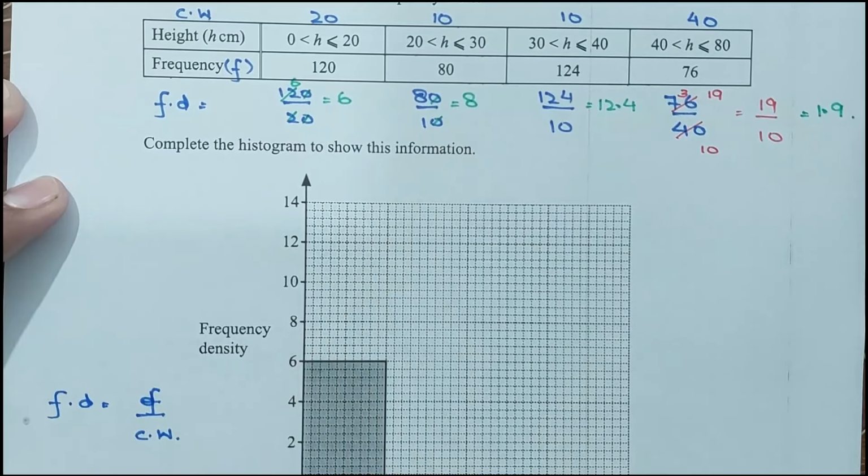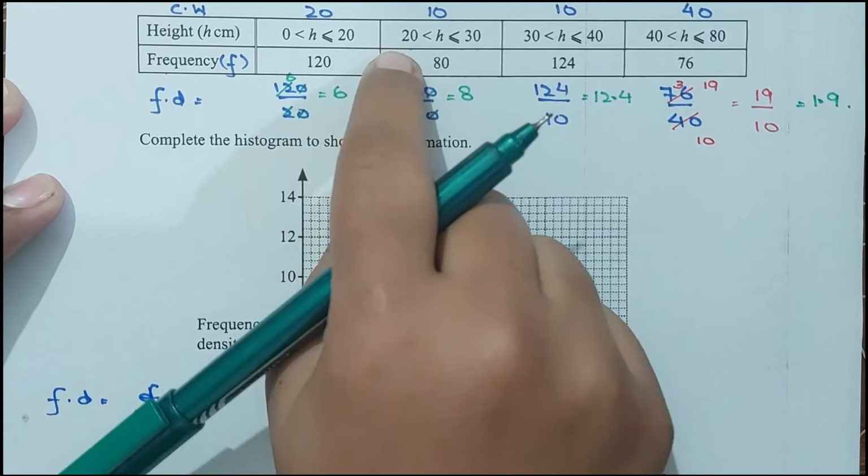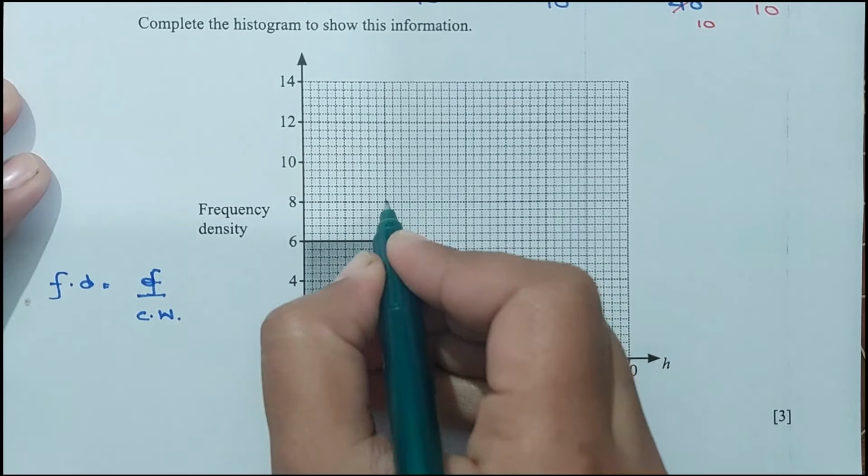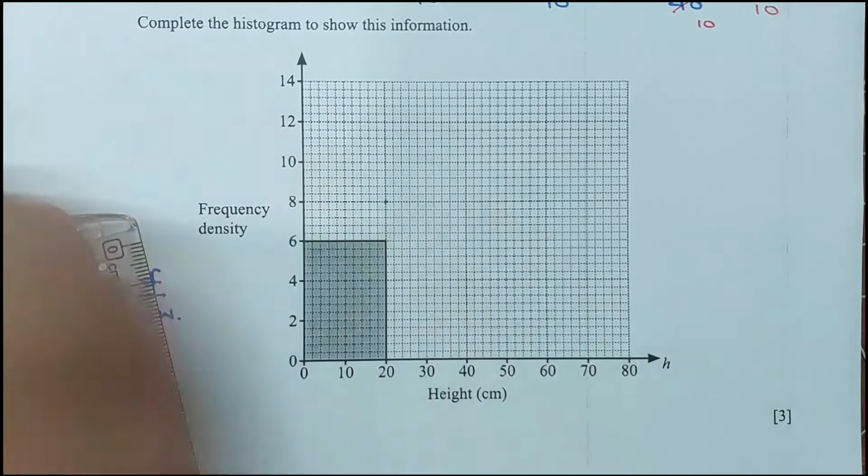So these are the frequency densities. The 6 is already done. Next frequency density is 8 between 20 to 30. So this is 20 and 30, that is 8. Okay, let me draw this one.